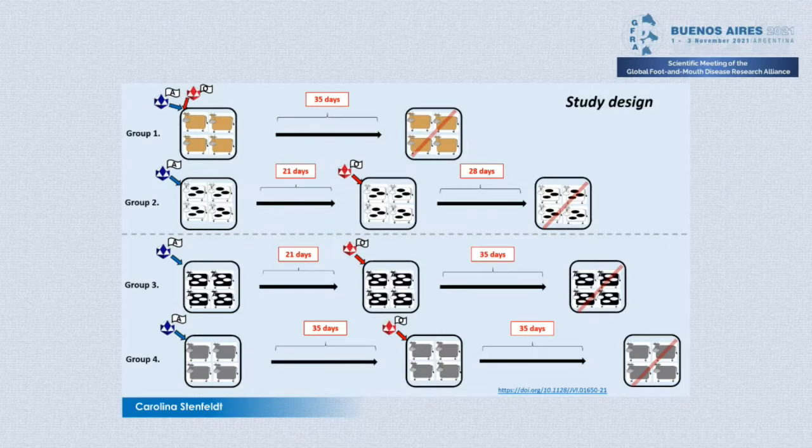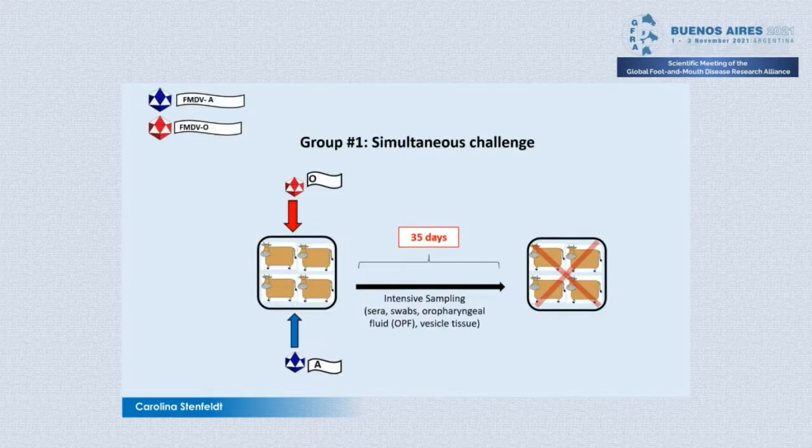Our study included 4 groups of cattle. The first group was simultaneously infected with FMDV A24 and O1 Manisa through intranasopharyngeal inoculation. The second and third groups were initially infected with just the A24 virus and then superinfected with the O1 Manisa virus 21 days later. And finally, the fourth group was also infected with the A24 virus first and then superinfected at 35 days. And all animals were monitored through 4 or 5 weeks after the final infection. I'm going to walk through the main findings in these study groups, starting with the simultaneously infected group number 1.